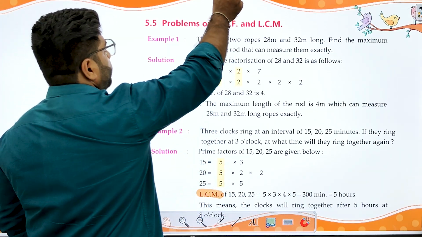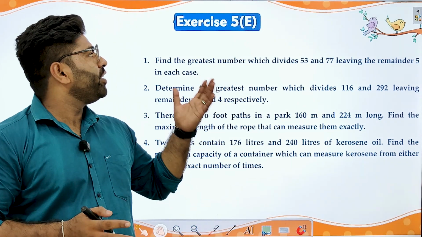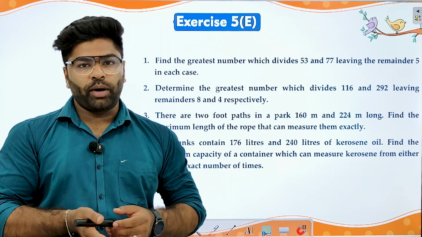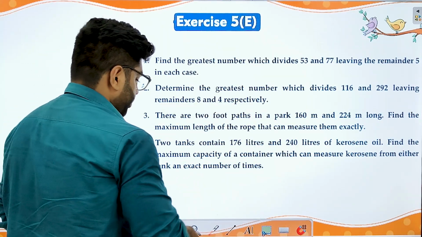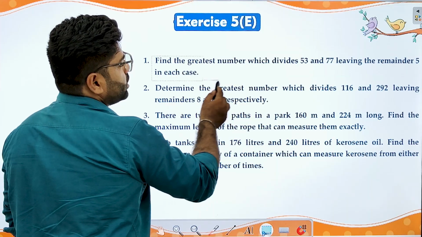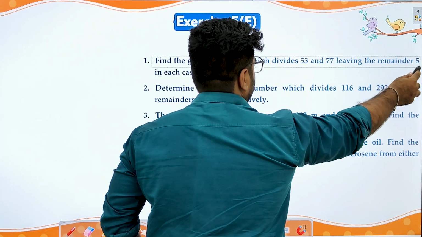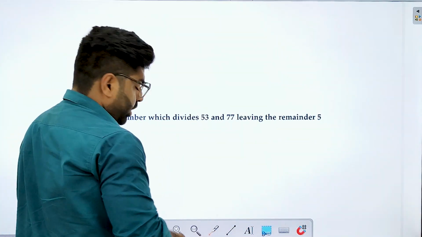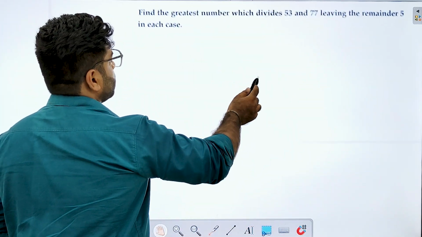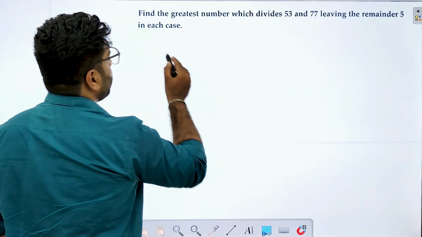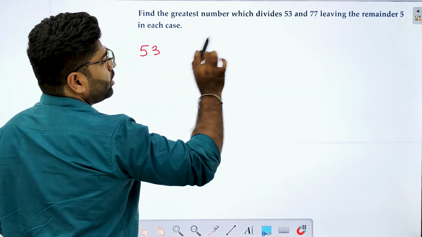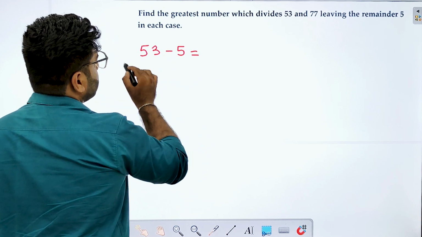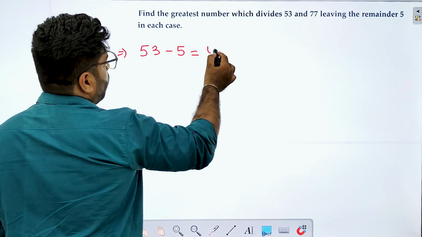Clear? So okay students, now we have our exercise, that is 5E, and we are going to solve these questions which are related to our HCF part. We will take our first question: find the greatest number which divides 53 and 77, leaving the remainder 5 in each case. First, we have to find the required numbers. The first number is 53, and we want a remainder of 5, so we subtract 5 from this number. So the first number is 48.